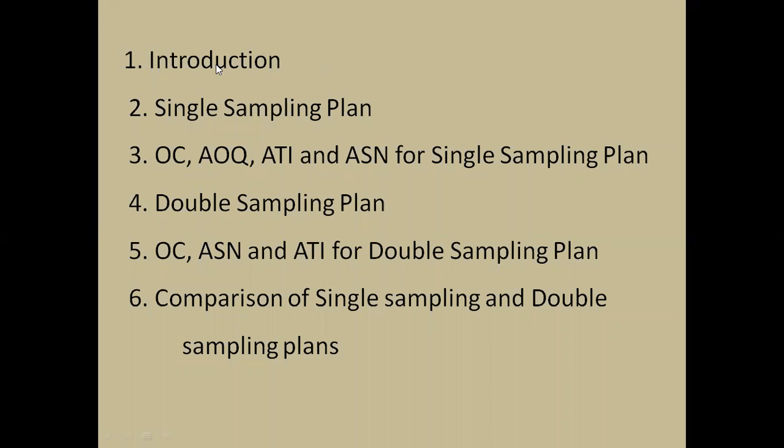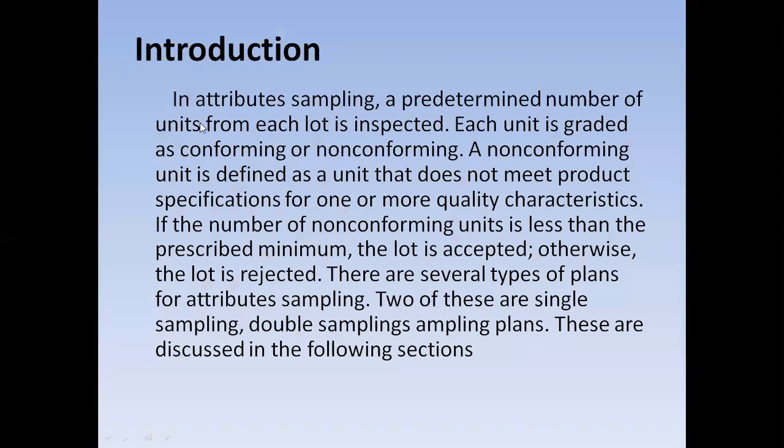The outline of the unit is: Introduction, Single Sampling Plan, OC, AOQ, ATI, and ASN for Single Sampling Plan; Double Sampling Plan, OC, ASN, and ATI for Double Sampling Plan; and Comparison of single sampling and double sampling plans. So, introduction.